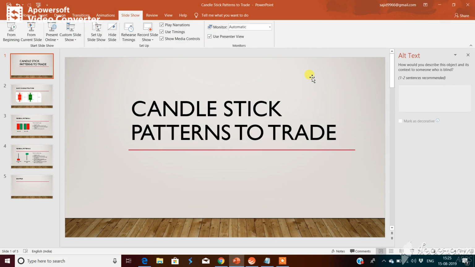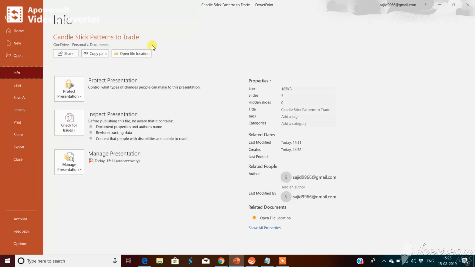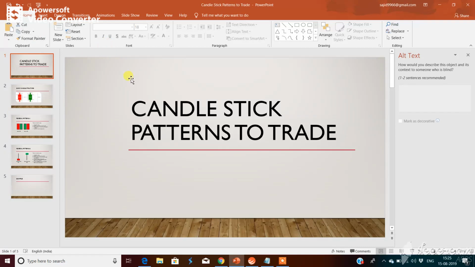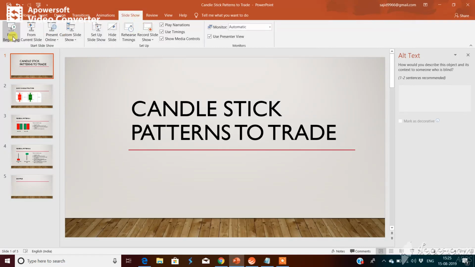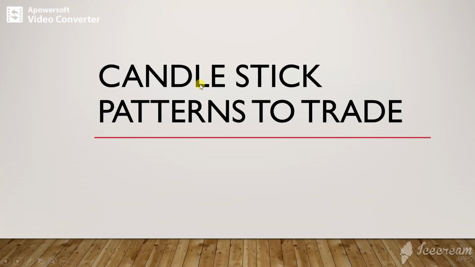Today I'm going to show you a video on candlestick patterns and how to trade them. So these are the patterns which you can trade. Let me just put it on a slideshow. Okay, so let's get started.